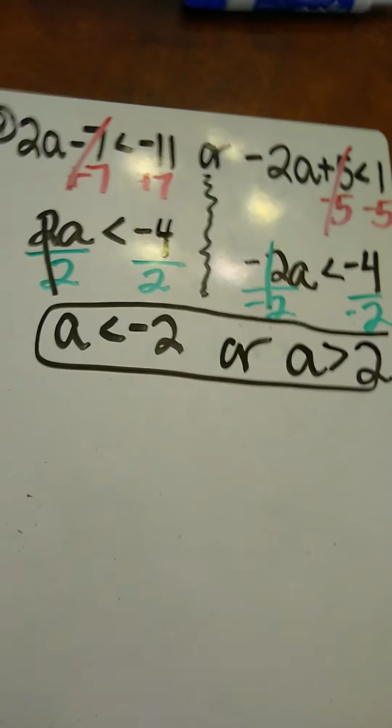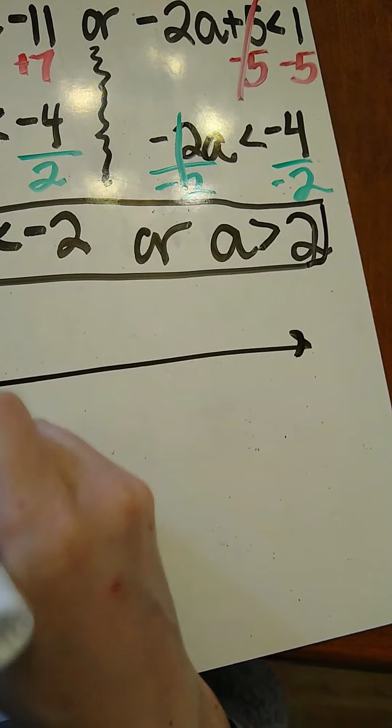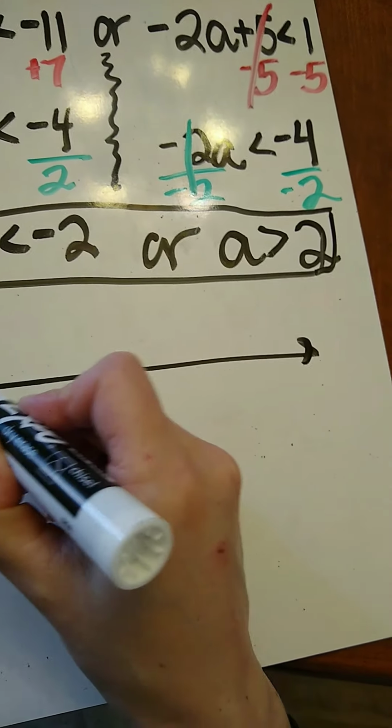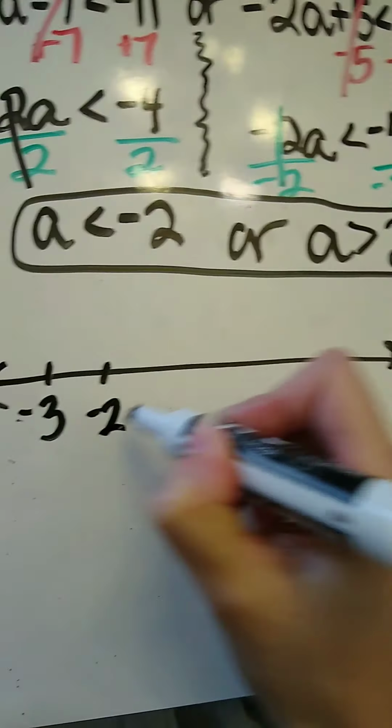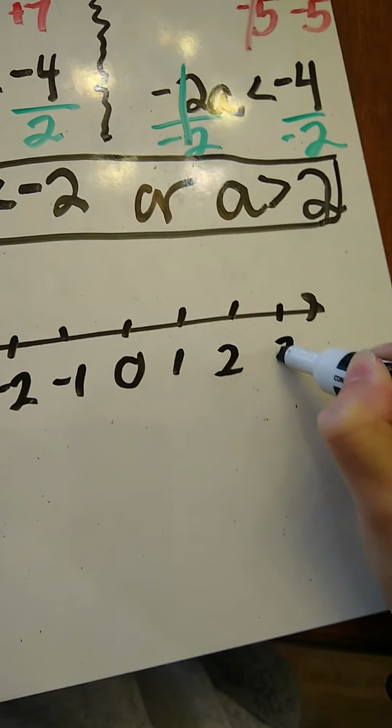Maybe get the whole thing in there. There we go. And I've got to graph it. So if I graph this, it's going to look terrible. We've got -3, -2, -1, 0, 1, 2, and 3.